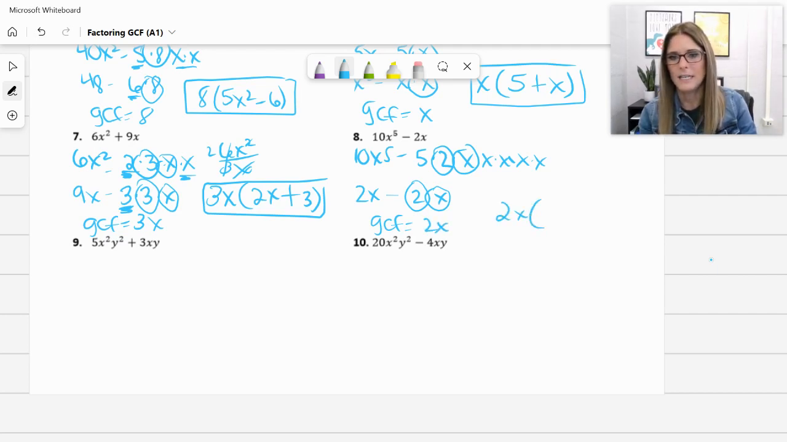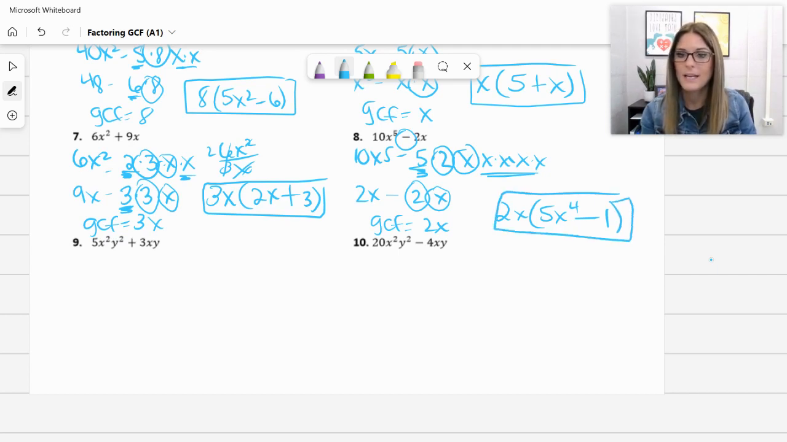So setting up my parentheses, what's left from our first term, 10x to the 5th divided by 2x, a 5x to the 4th. 5x to the 4th minus, this is a subtraction polynomial right here. The second term, the 2x was divided by 2x. What did we do last time? When the entire term is our GCF, we have to use a placeholder for 1. And you can multiply that back through using distributive property and see that we get back the original polynomial.